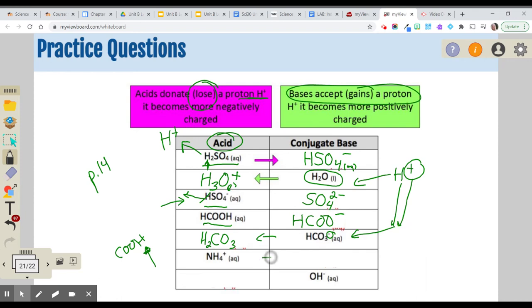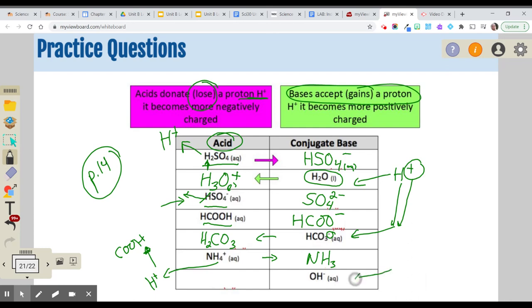I'll do these last two forward if you don't want to watch them. This is an acid, it's going to donate and get rid of a proton, and it's going to become NH3. It's only got 3 hydrogens now, and it's losing a positive charge, so it's just NH3. Now, if you haven't noticed this, make sure you look on page 14 of your data booklet, and you'll see all of these are on there, and they're right beside each other. You can go back and forth and see them.